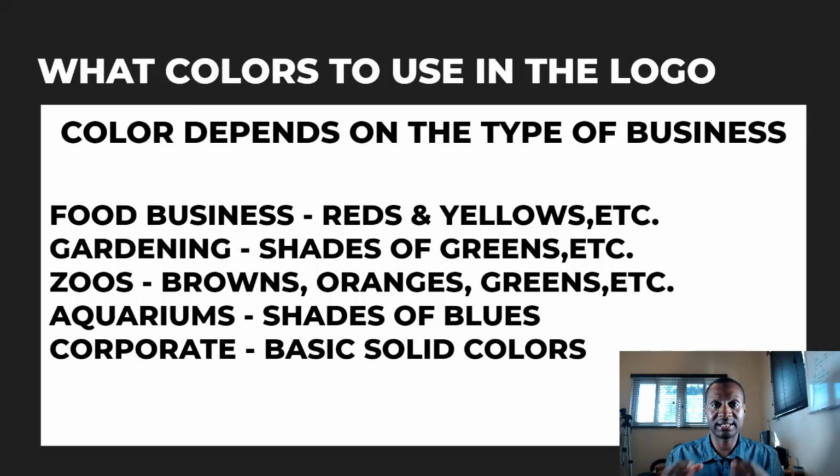This is for a particular reason. There's psychology behind that. We won't go into that though. But in the food industry, they normally use reds and yellows, and sometimes even greens. In gardening, they use shades of green, sometimes brown, but green more than anything. On a zoo logo, you would probably see browns, oranges, and greens for the majority. For aquariums, you would want to see shades of blue, because these things represent what they actually do. The colors actually represent that as well.